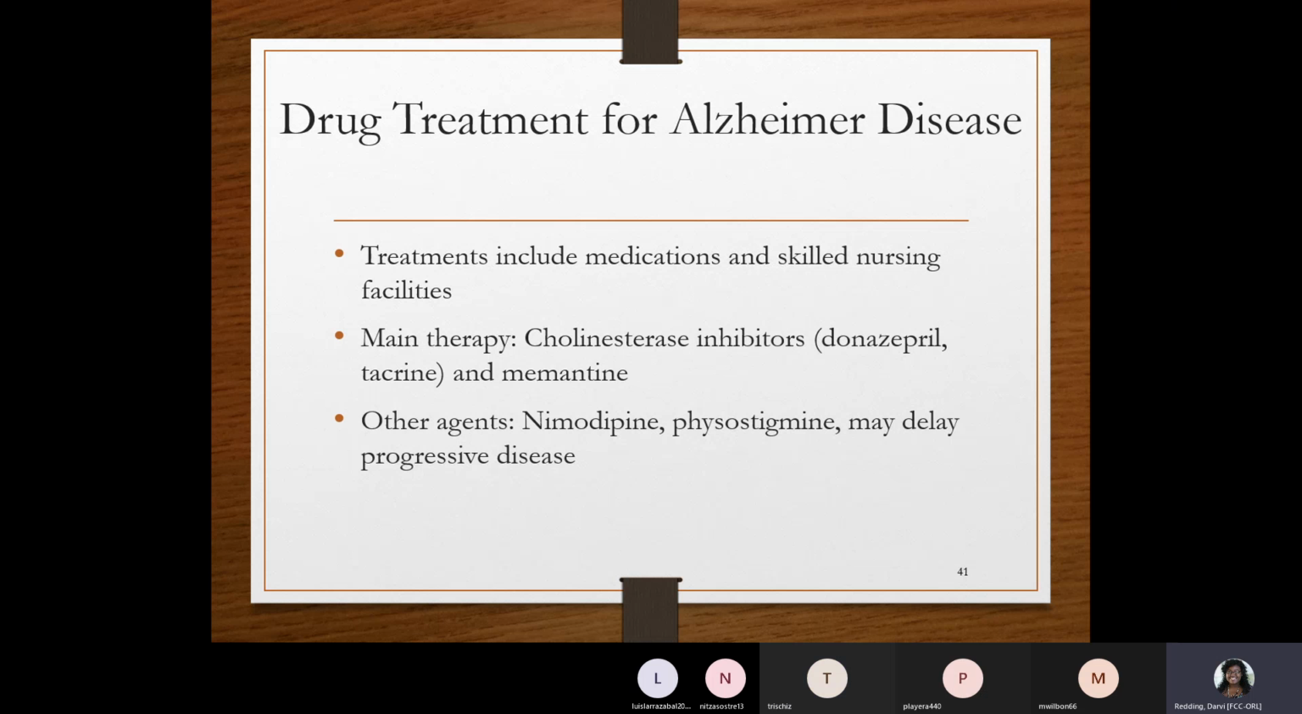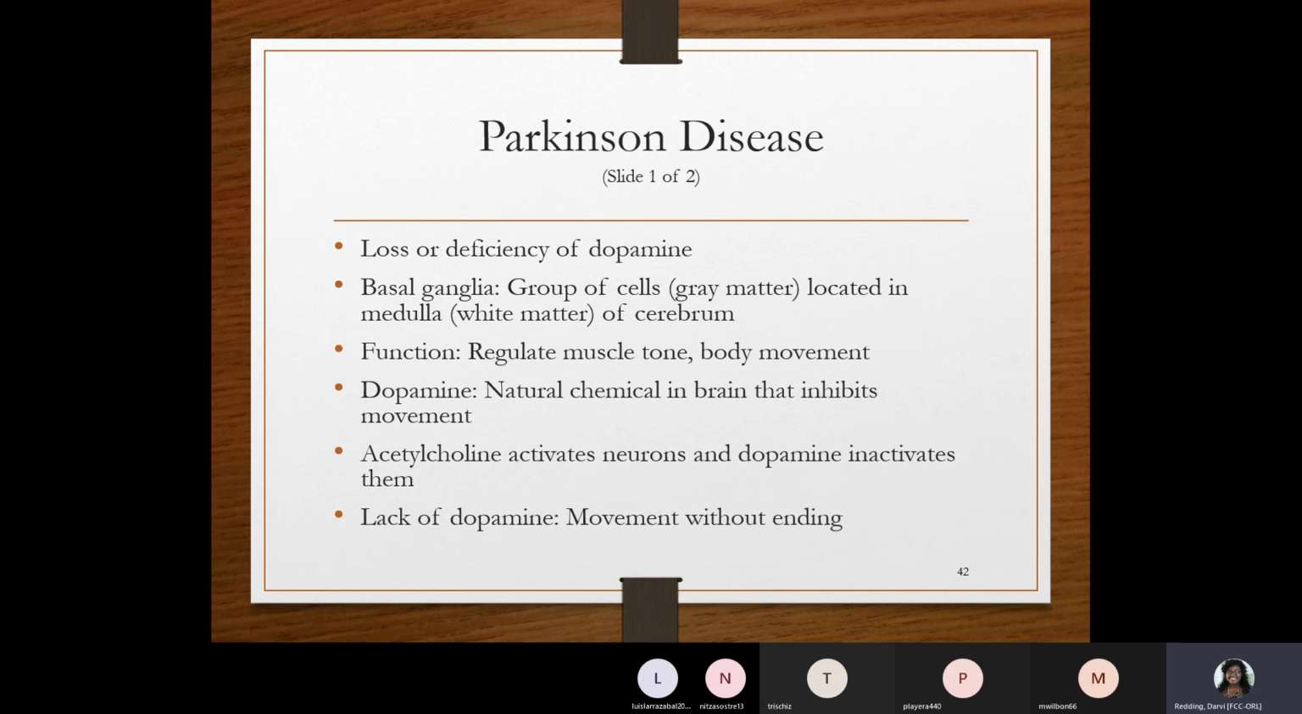Namenda. Yes, correct. Namenda is the brand name of memantine. So as a reminder, Namenda, memantine is for memory loss and for the drug treatment of Alzheimer's disease. So now that we've learned about Alzheimer's disease, we'll next learn about Parkinson's disease.